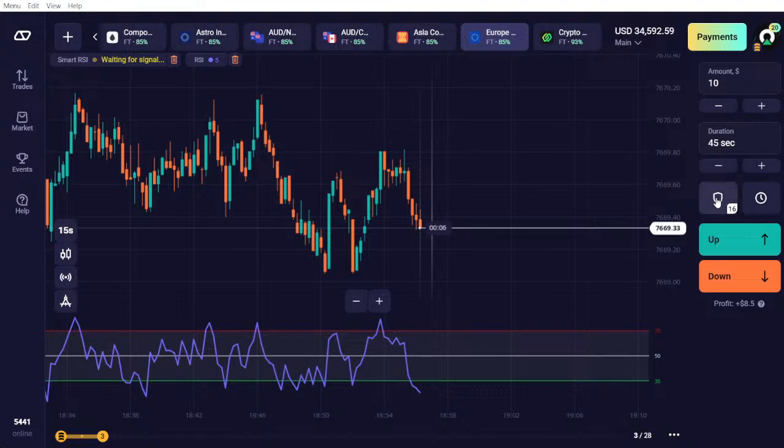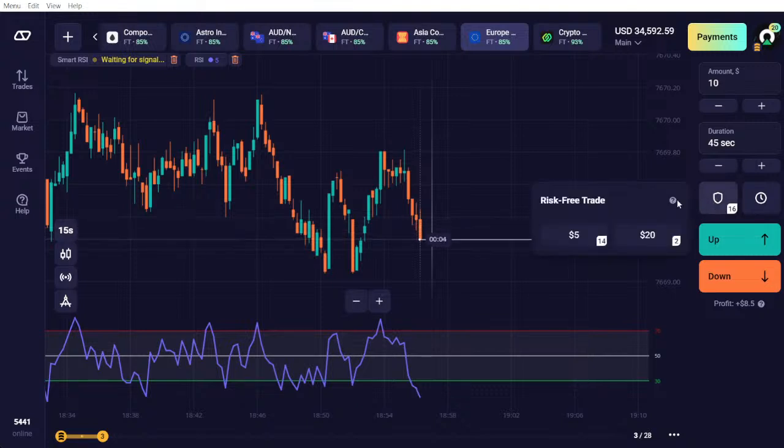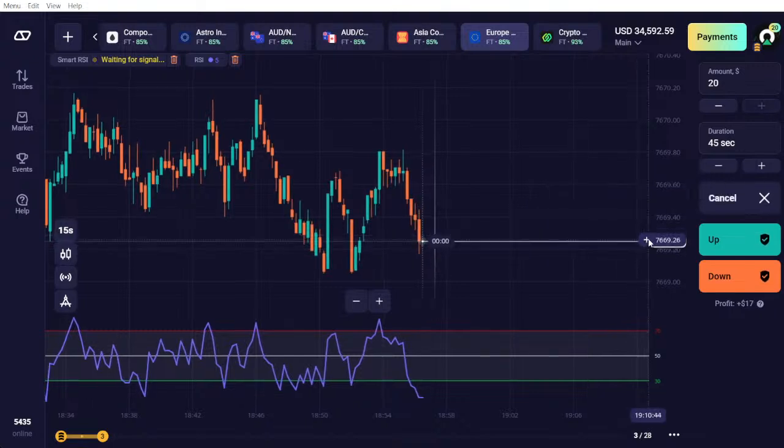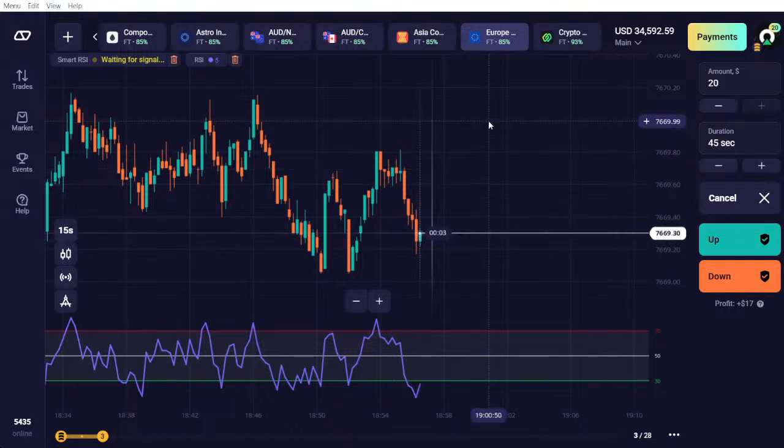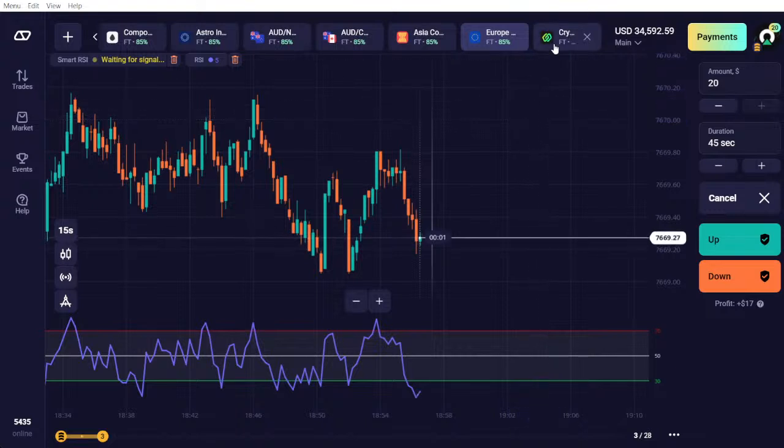It is visible on this button. Once you click on that, imagine that I want to take a trade with $20. Once I click on it, you will get a cancel button, and on up and down you will get a shield. It means that your risk-free trade is ready to be applied. Once any signal appears, I will take a trade and then tell you the benefit of that.